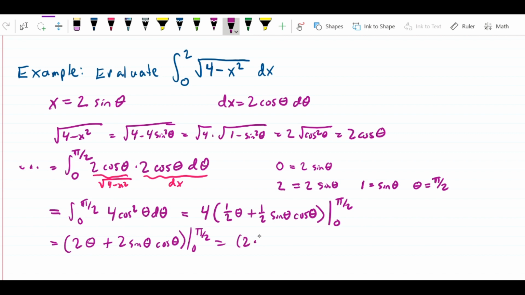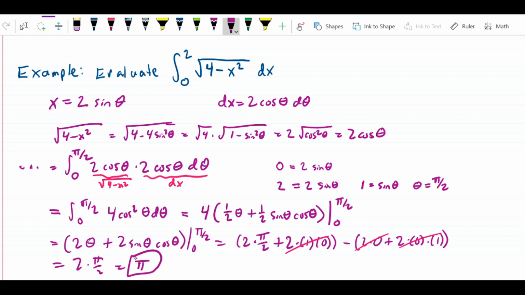So we're going to get 2 times pi over 2 plus 2 times the sine of pi over 2, which is 1. The cosine of pi over 2 is 0, and then we'll subtract from that 2 times 0 plus 2 times the sine of 0, which is 0, and the cosine of 0 is 1. So fortunately, this is just 0, this is 0, and this is 0, and that leaves me with 2 times pi over 2, or just pi.